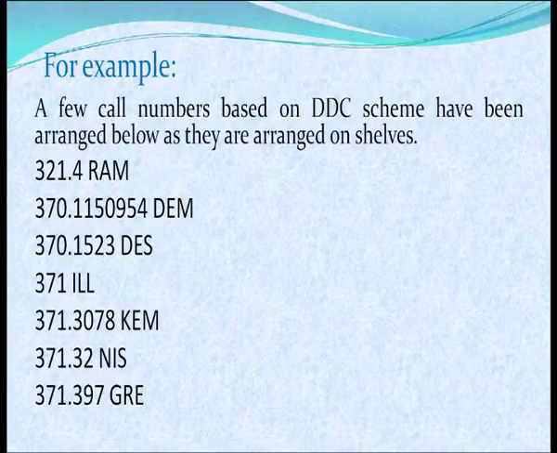Then we reach 370.115095, where the book is from education from India, and then DM is the author, the first three letters of the author. The whole thing is the call number. Like that only we arrange them in the libraries. From 100 we start, and then we go on subdividing: 370 will be first, then 371, then 371.3, and finally we arrange them likewise.